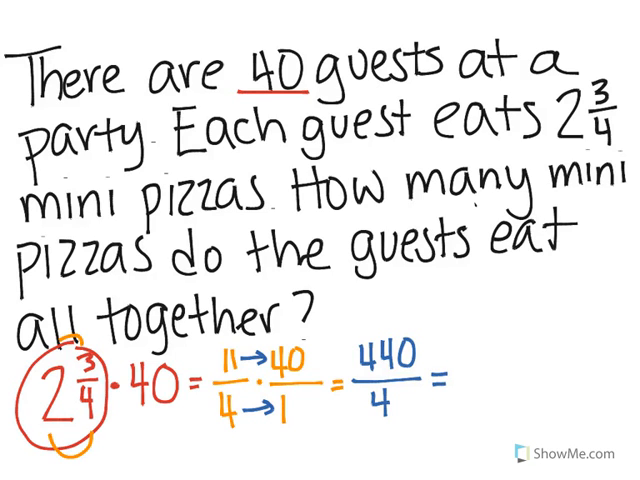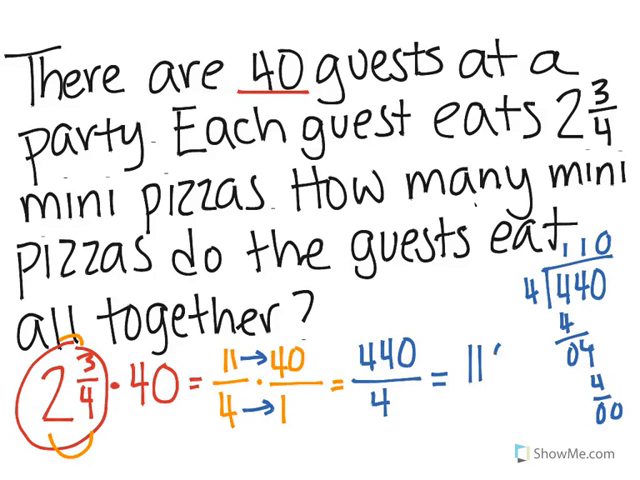Rewrite if possible. So, can 4 go into 440? Of course it can. Let's do it out. 4 goes into 4 one time. With 4, 0, 4, 4 goes into 4 one time. 4, 0, 0. 4 goes into 0, 0 times. So that's going to be 110 over 1, because we divided the top by 4 and the bottom by 4.